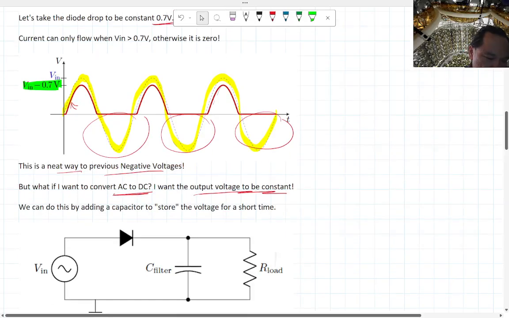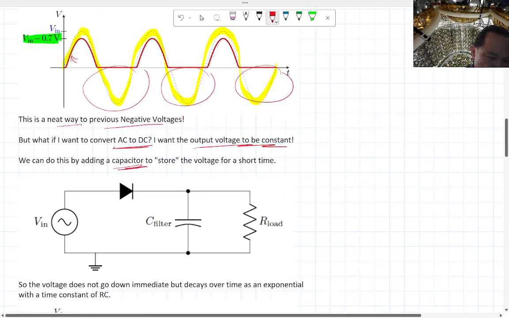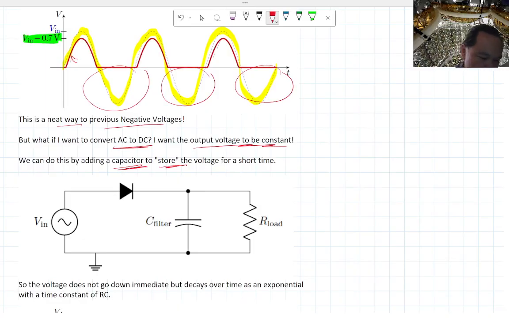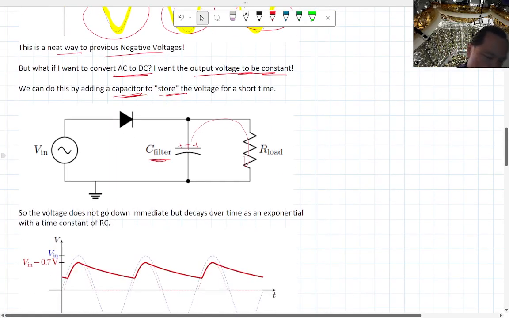An easy way to do this is to add a little capacitor to store the voltage for a short time. So what you want to do is add a little capacitor parallel to your resistor load. As the voltage ramps up, charges will get stored here, and then when the voltage goes below, these charges keep the current going, so that you still have a more constant Vout.